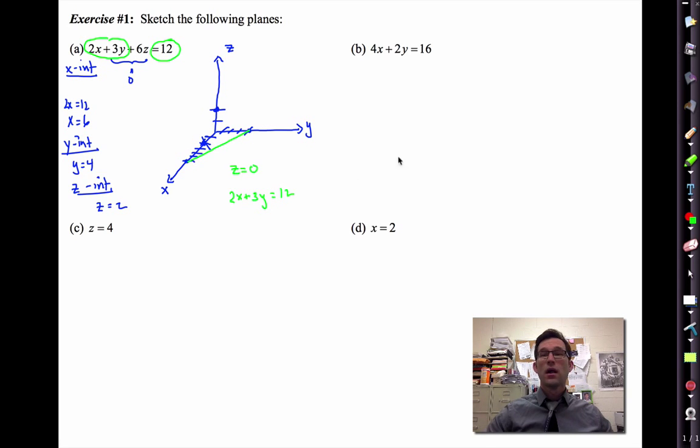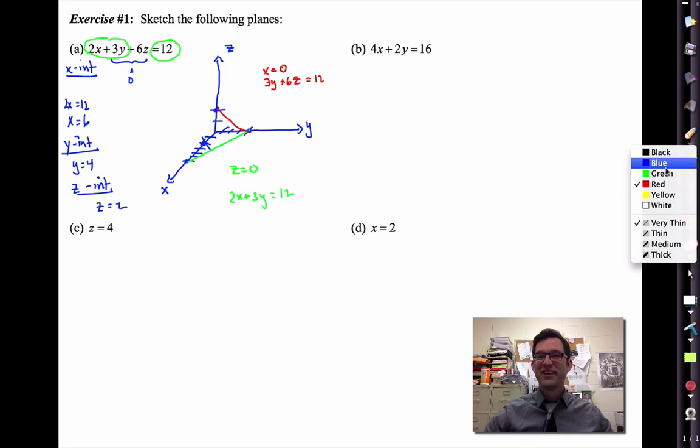Likewise, if I set x equal to 0, that would mean I'd be in this sort of horizontal YZ plane. What it would mean is I'd have the line 3y + 6z = 12, and that would be this line. Well, that doesn't really look like a line. Let me go with one more.